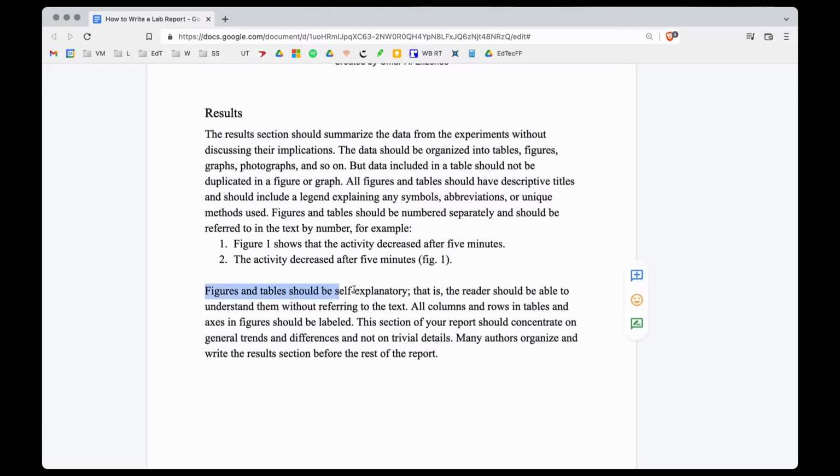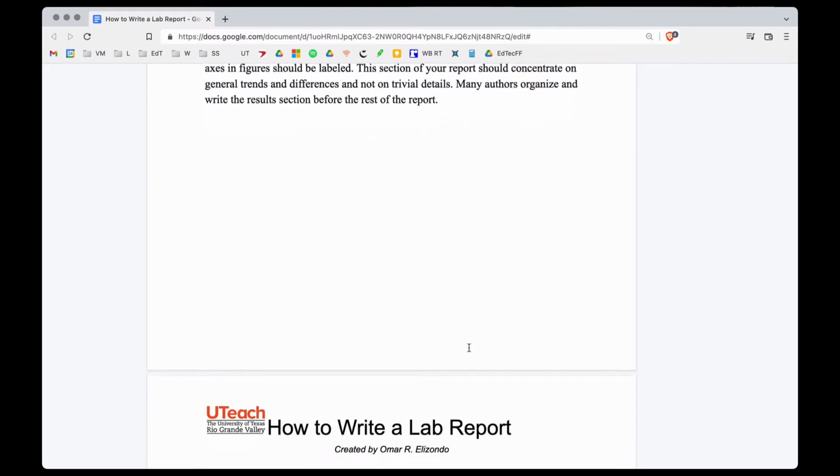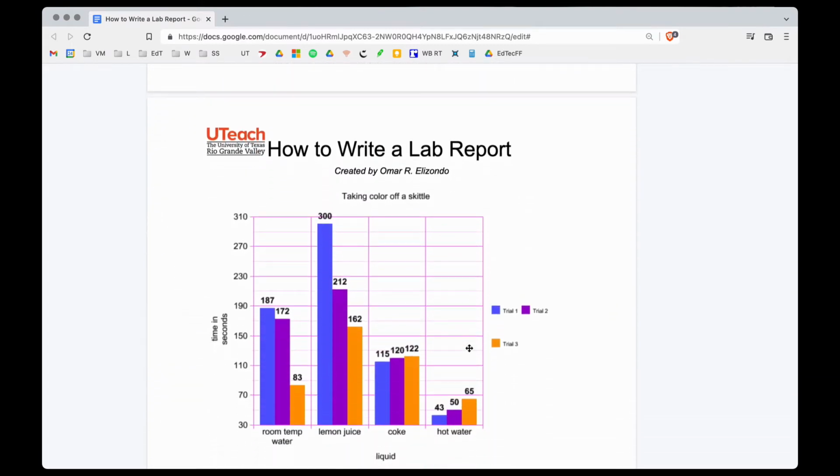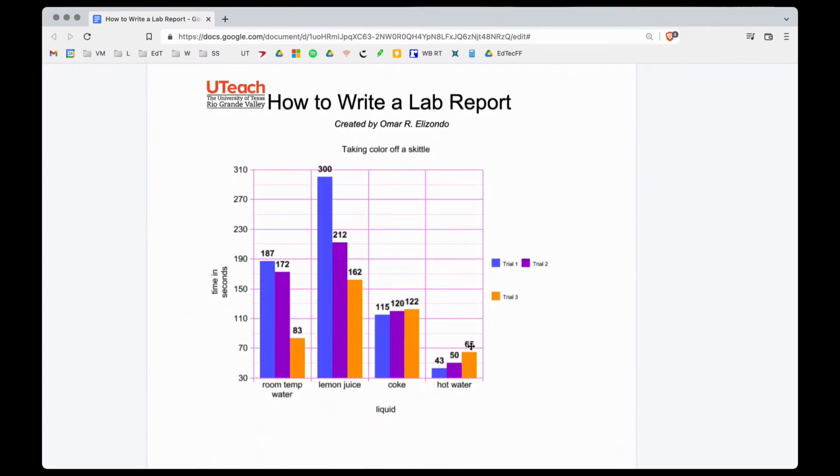So, figures and tables should be self-explanatory. The reader should be able to understand them without referring to the text. All the columns and rows in the tables are aligned, they have labels, they have names, and then when the reader gets to the discussion section, then they can get more details. So let's go ahead and just look at some examples, okay? These are not perfect examples, but they're really, really close.